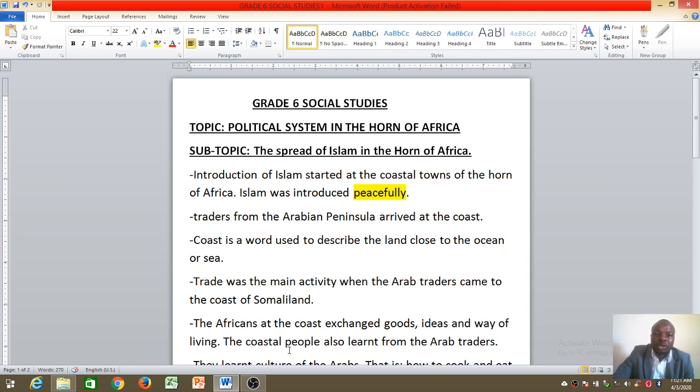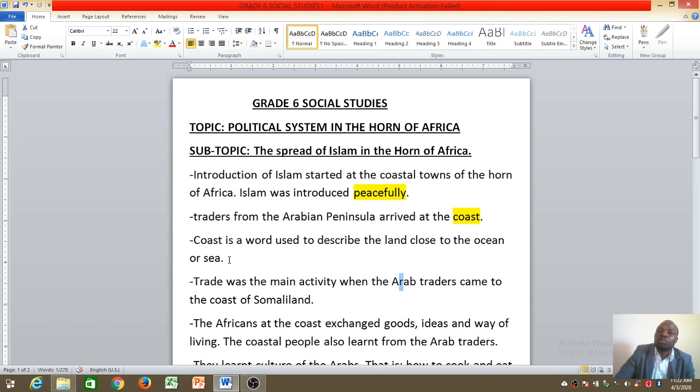Now, the introduction of Islam in Somaliland or in the Horn of Africa as a whole started at the coastal towns of the Horn of Africa. Islam was introduced peacefully. Traders from the Arabian Peninsula arrived at the coast. Arabian Peninsula means Arabian countries, the Arabs. And what is coast? Coast is a word used to describe the land which is close to the ocean or sea.